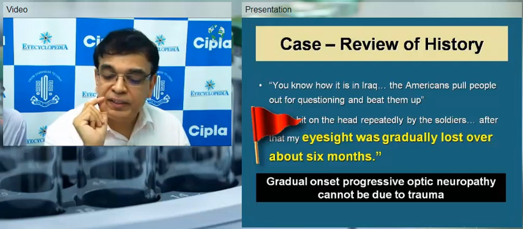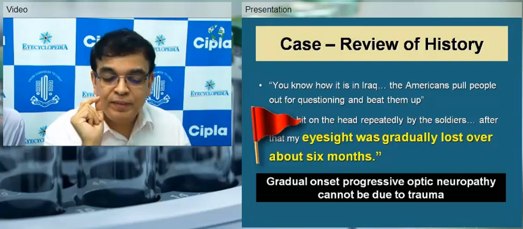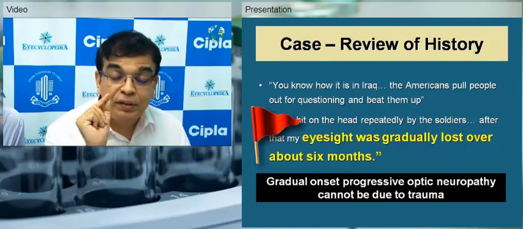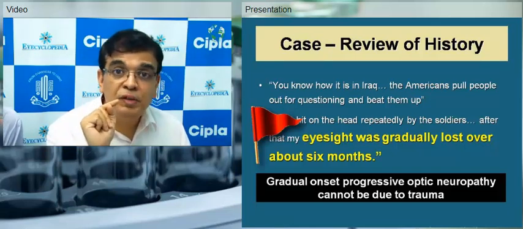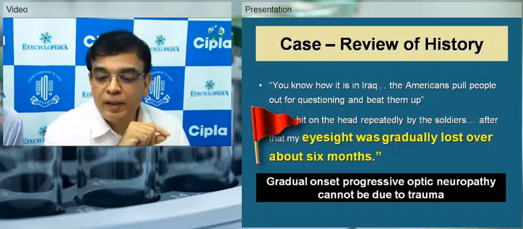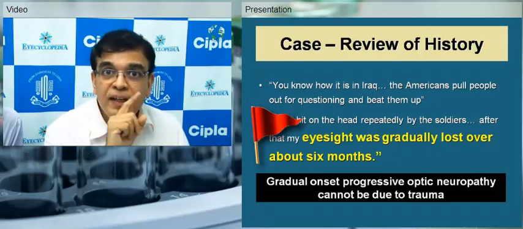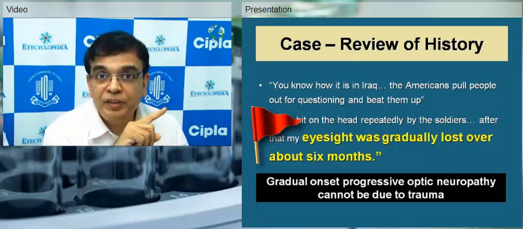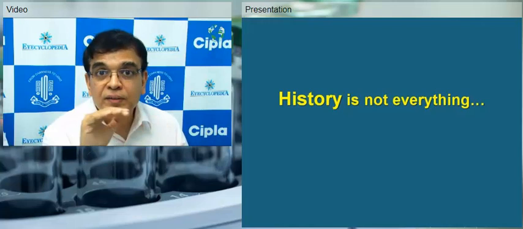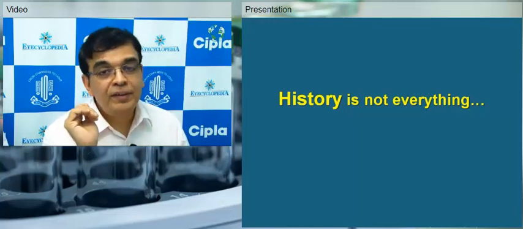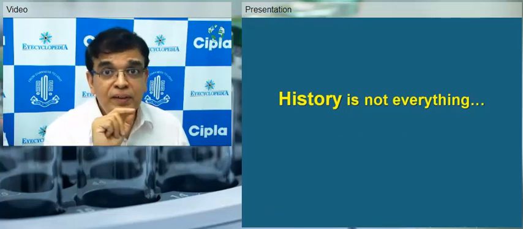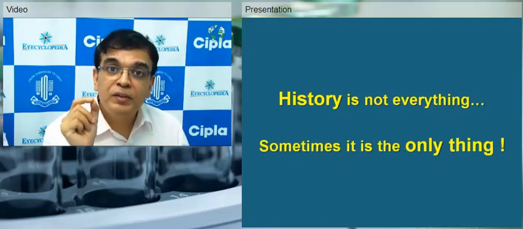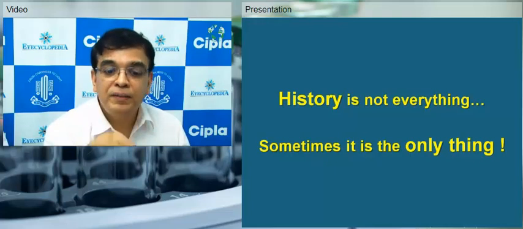What did you say? Say that again. And this is what he said: eyesight was lost gradually over 6 months. So gradual onset progressive optic neuropathy obviously cannot be due to trauma. And that itself should tell you that any optic atrophy which is progressively increasing, or where vision is progressively getting lost, gradual onset progressive, is a compressive lesion. So lesson number one, history sometimes they say is not everything, and quite often it is the only thing that may help you in diagnosis, as in this case.